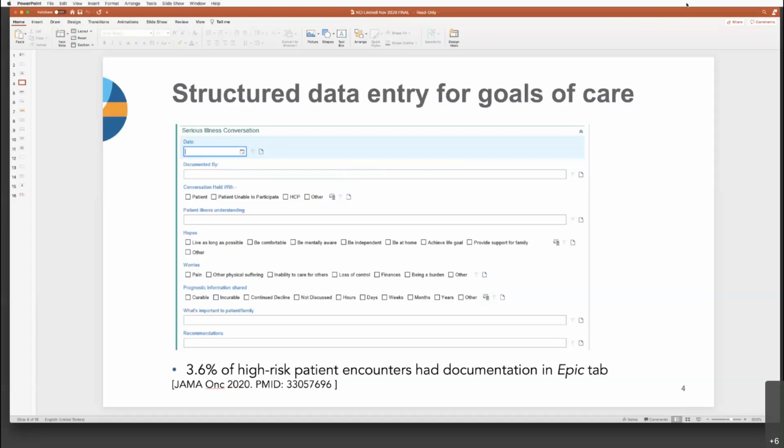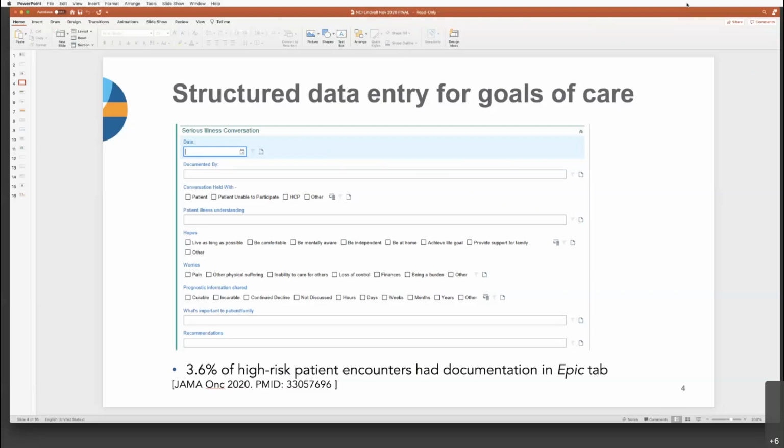One is that when you try and make something that is highly complex less complex, in this case, you try and make a patient's hopes and worries into checkboxes, you lose a lot of information. In this example of the Epic tab for goals of care, hopes are basically 7 different checkboxes, and similar for worries and prognostic information. And so you lose a lot of granularity in the information that was actually shared between the patient and the clinician.